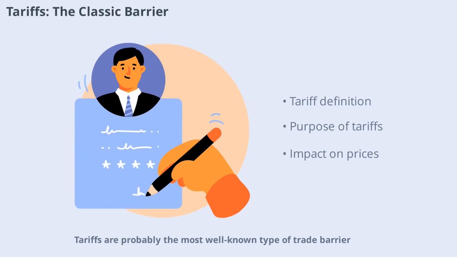Tariffs are probably the most well-known type of trade barrier. A tariff is a tax imposed by a government on imported goods. This makes foreign products more expensive compared to local alternatives, encouraging consumers to buy domestically produced items. Tariffs can be a significant source of revenue for governments, but they can also lead to higher prices for consumers. Over time, countries have negotiated to reduce tariffs, but they still play a major role in international trade today.